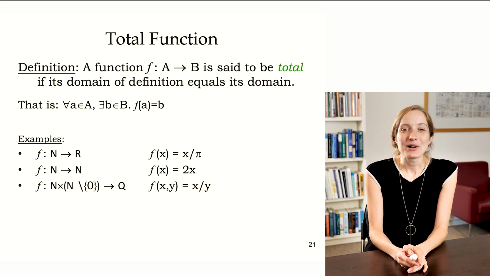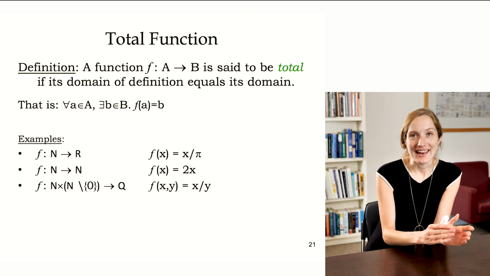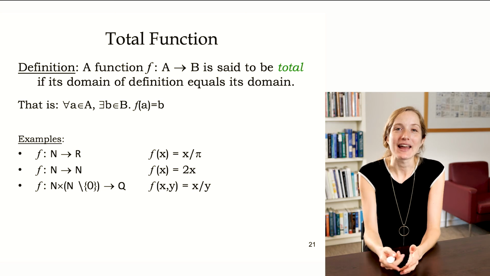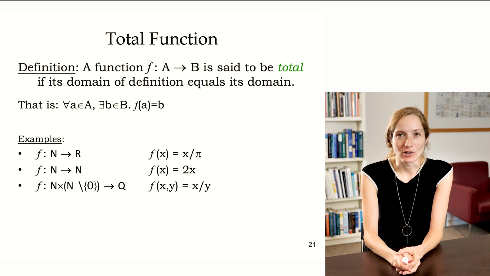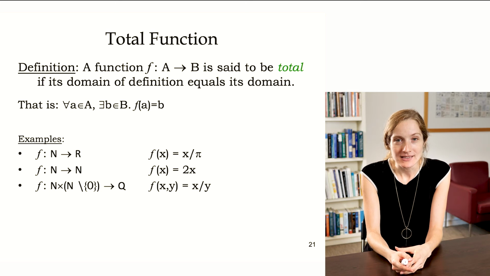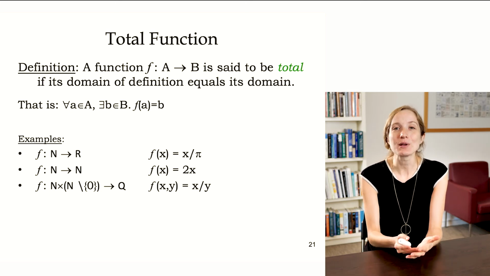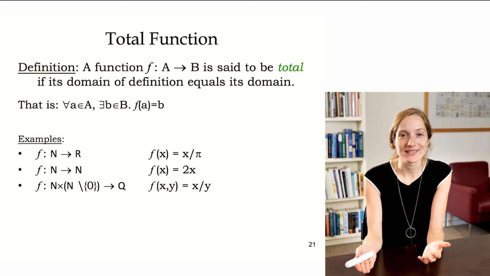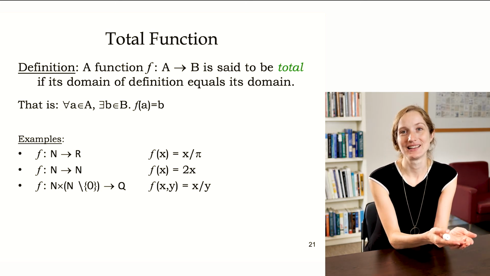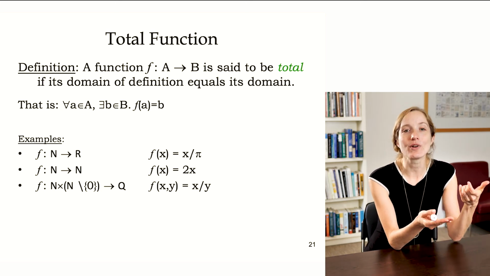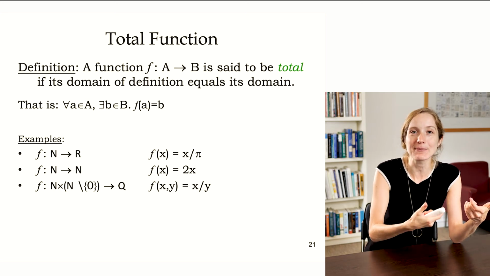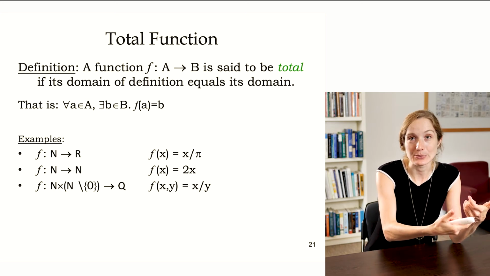Okay, this one looks a little trickier. Let's see. How about f maps from N cross N without 0 to Q by f of x, y equals x over y. Why is this total? Is it defined on all points? Indeed, you can see the only place where this would not be defined is if y is equal to 0. But this is now not part of the domain. My domain that I started with was already N cross N without 0. That means my second input, my y's, are not allowed to be 0.